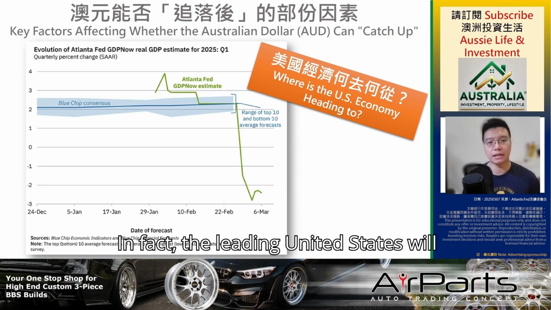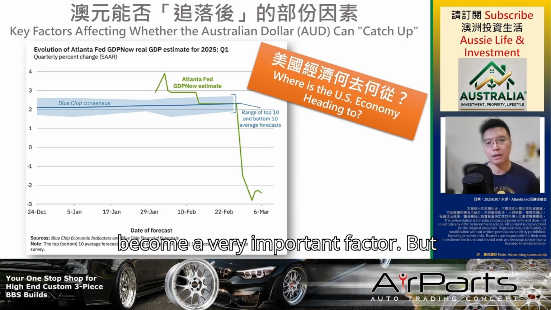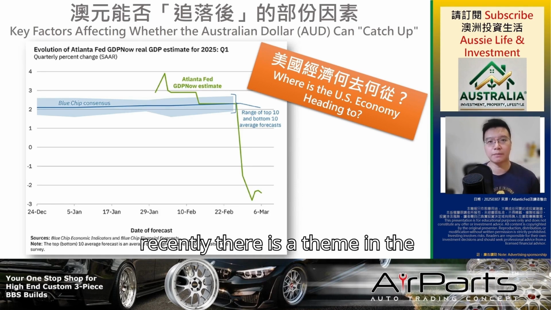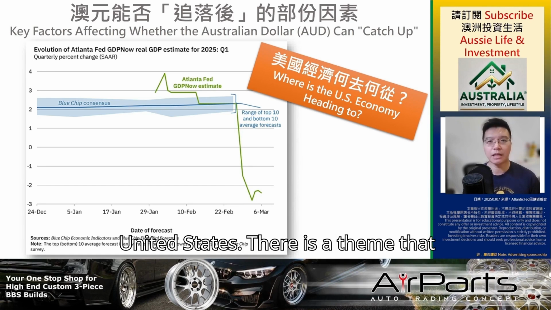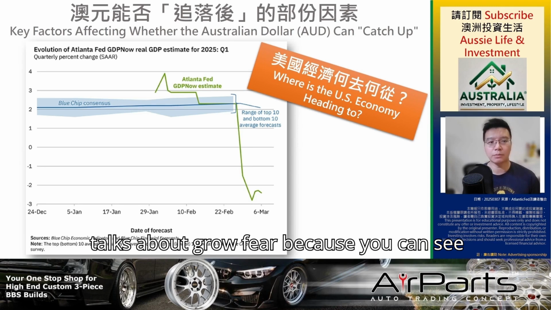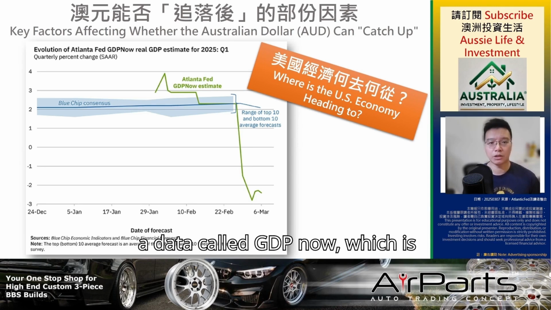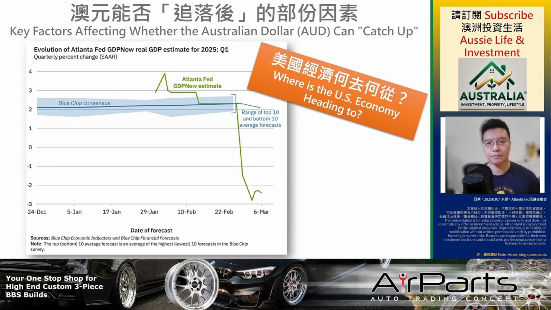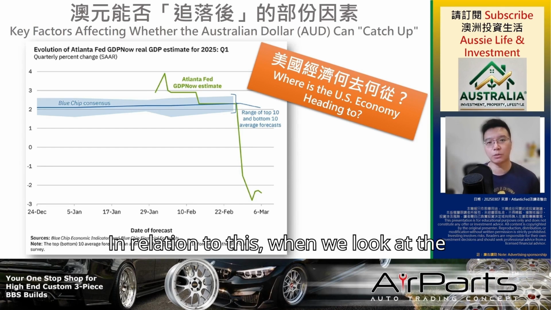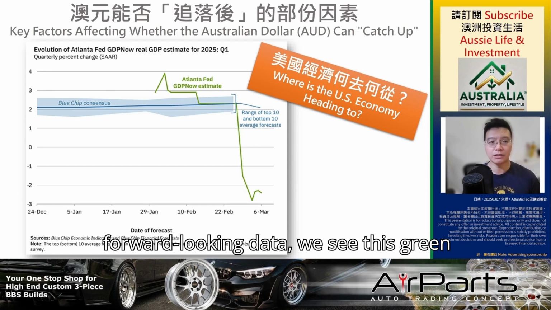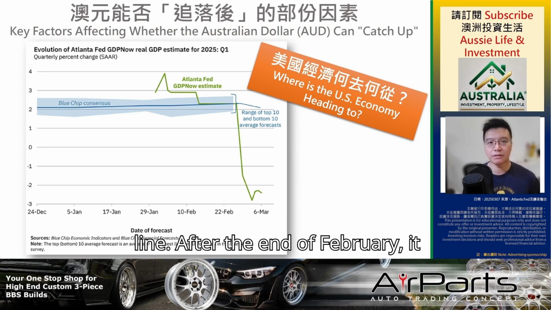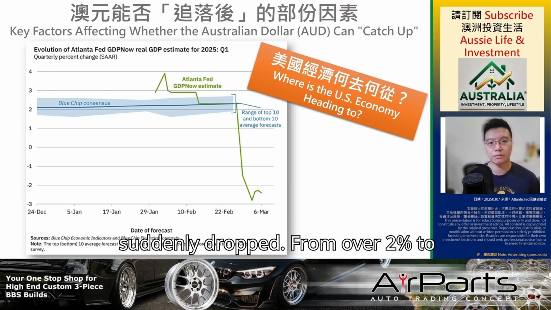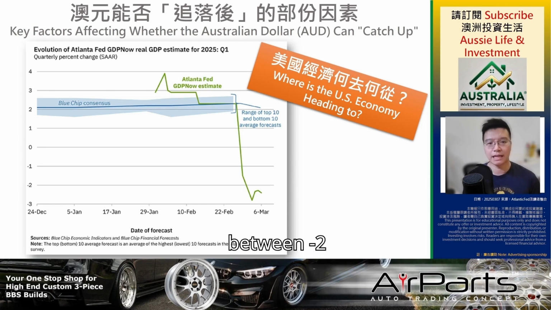In fact, the leading United States will become a very important factor, and recently there is a theme in the United States that talks about growth fear, because you can see a data called GDP now, which is relatively high and sensitive. When we look at the forward-looking data, we see this green line. After the end of February, it suddenly dropped from over 2% to between -2 and -3%.